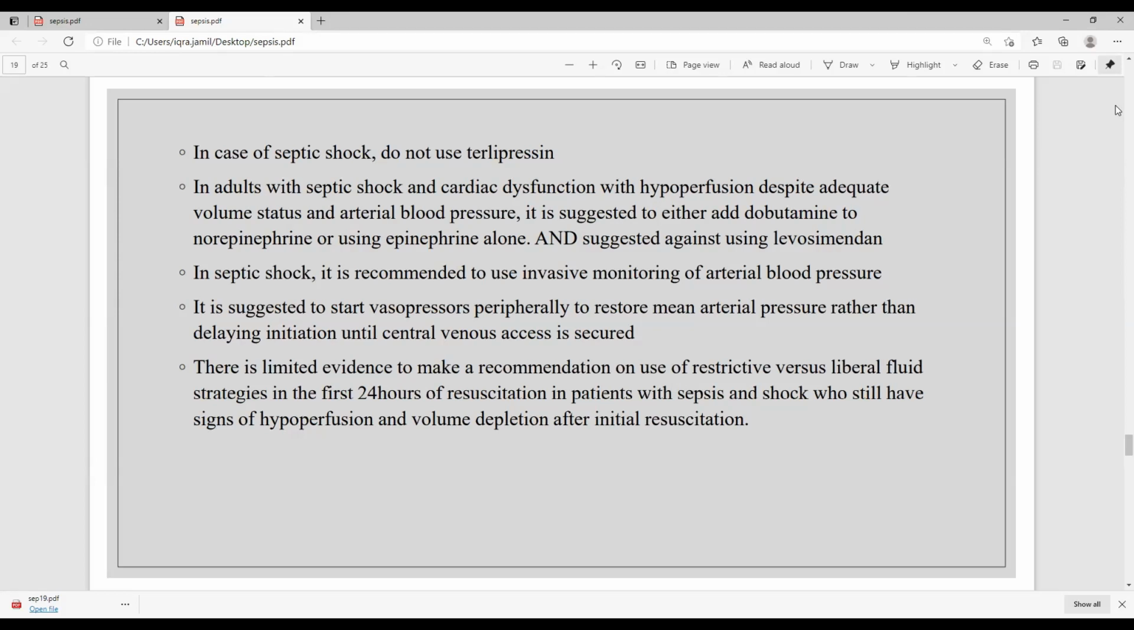In septic shock, it is recommended to use invasive monitoring of arterial blood pressure. It is suggested to start vasopressors peripherally to restore mean arterial pressure rather than delaying initiation until central venous access is secured. There is limited evidence to make a recommendation on the use of restrictive versus liberal fluid strategies in the first 24 hours of resuscitation in patients with sepsis and septic shock who still have signs of hypoperfusion and volume depletion after initiation of resuscitation.